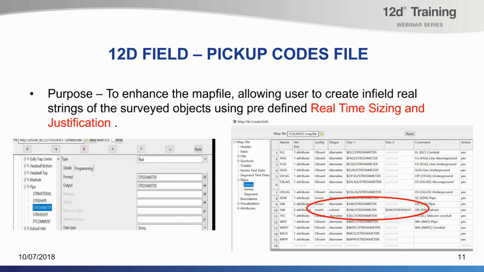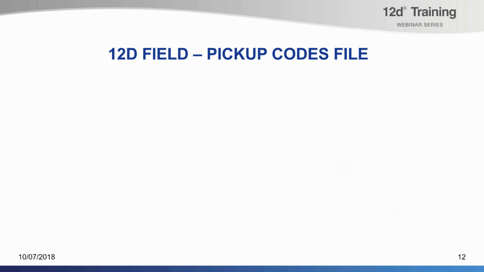And again, in the pipe selection here under the 12D field pickup codes, you have the material, the shape, and the diameter. So the diameter is a real value. As we saw before in the previous slides, the different items that you can put in for how to manage your attributes. So that's a real attribute, and the user types that in. So yes, a real, and typing it in.